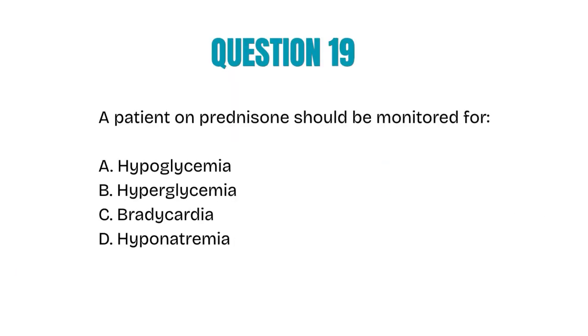Question 19. A patient on prednisone should be monitored for A. Hypoglycemia, B. Hyperglycemia, C. Bradycardia, D. Hyponatremia.